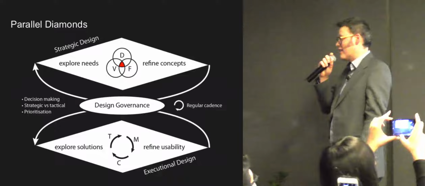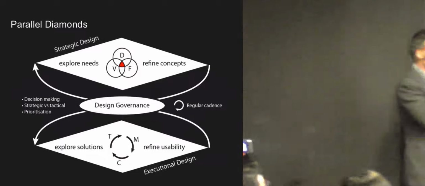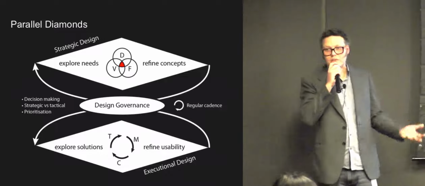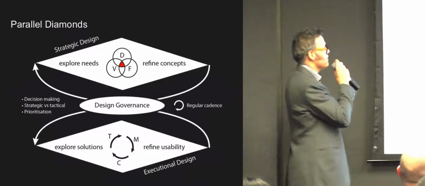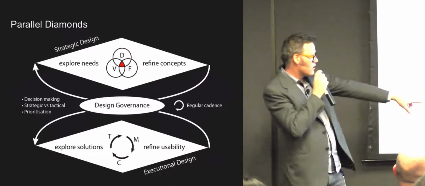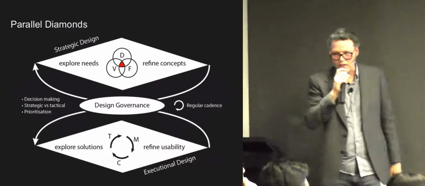We really want feedback on this. This is important to us because the double diamond is something that we're struggling with at the moment. We know that it works to a degree, but we'd like to be more efficient. So we have this first diamond, which is the strategic design, same as the double diamond, and we have the second diamond down the bottom, which is the executional design. It's the same as the double diamond again.